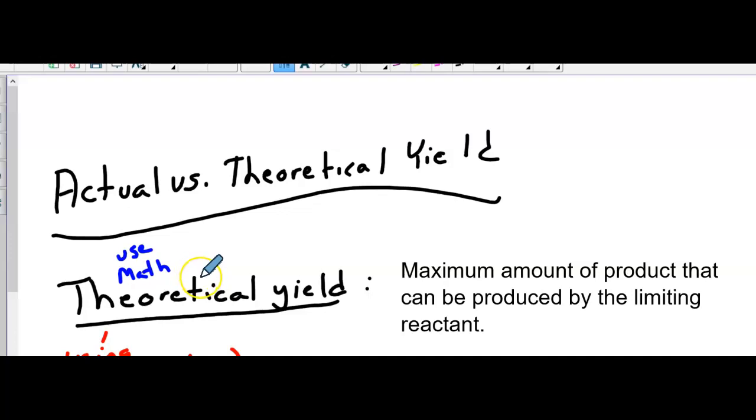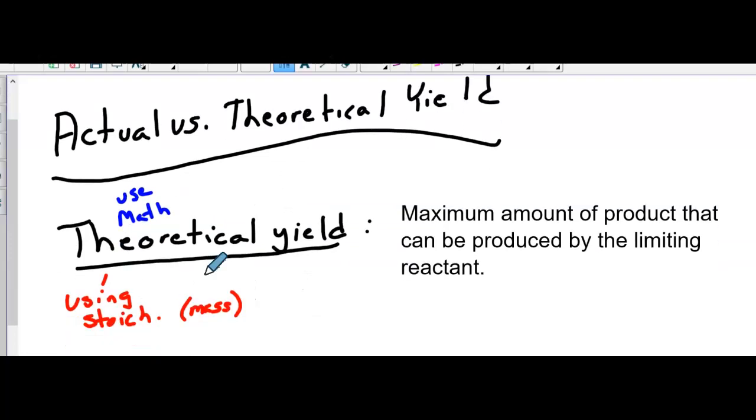All right, guys, we're going to add on to the limiting reactant and excess reactant stuff by talking about actual versus theoretical yield. The theoretical yield uses math. Specifically, we use stoichiometry to find the mass. The theoretical yield you've already been doing. It's the amount that your limiting reactant gives you.